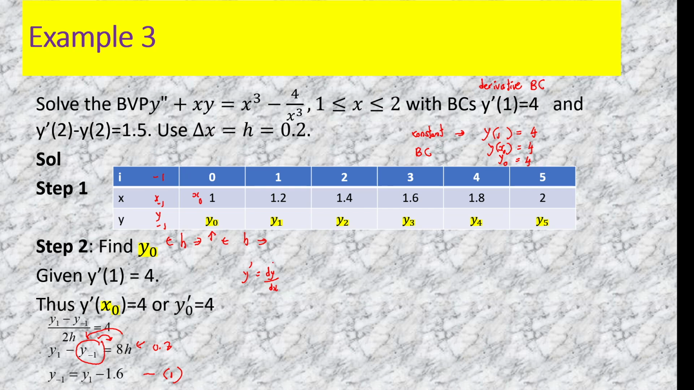Any questions here before we proceed to the third step to find the yn? So n in this case is number 5.